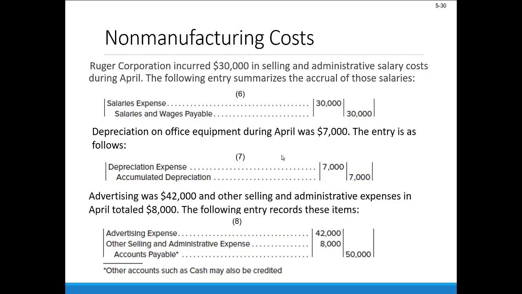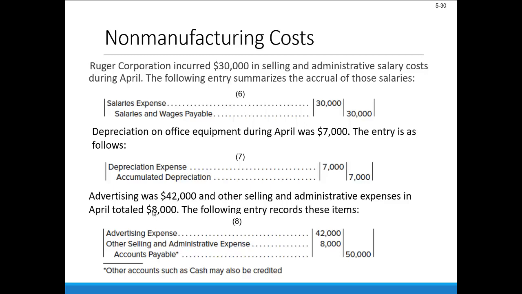Now, one thing to add here: if this had instead said depreciation on factory equipment during April was $7,000, this entry would look a little different. Right? Factory equipment would be part of that production process, so it would be a product cost. Instead of booking depreciation expense, we'd be booking manufacturing overhead here for $7,000. Okay? And then we'd still book the credit to accumulated depreciation.